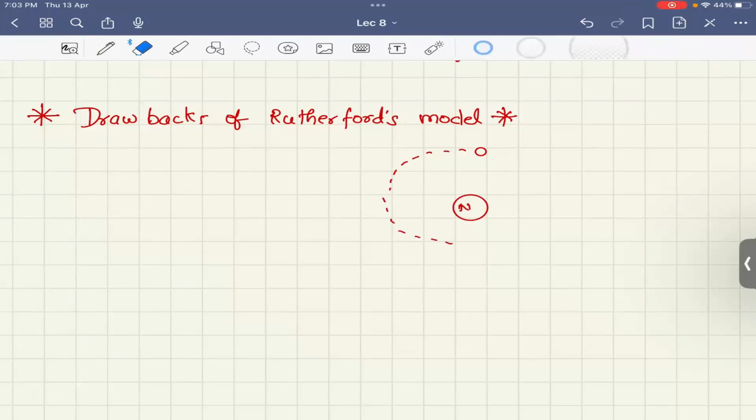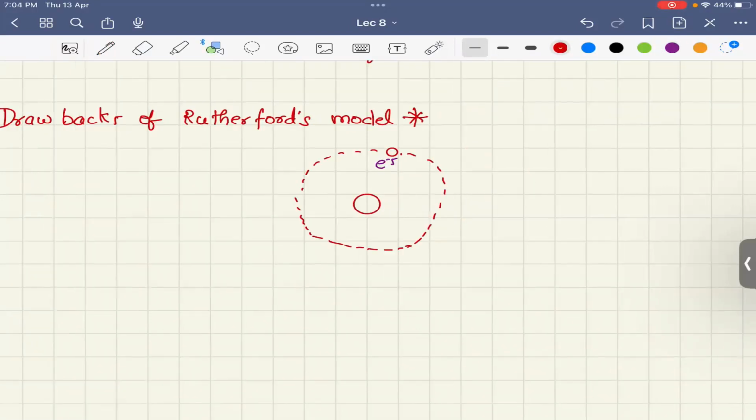Let me write this down in a different color. These are electrons, and this is the nucleus. In this model, the electrons were revolving around the nucleus in this direction. So according to the first model, an atom consists of a heavy charged nucleus surrounded by negatively charged electrons moving around in a circular path called an orbit.